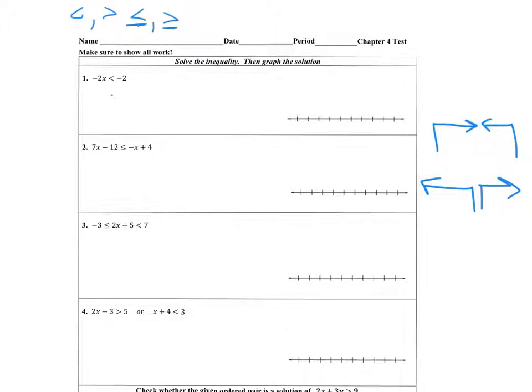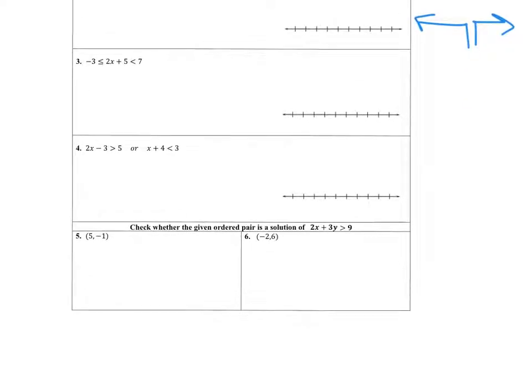Okay. And number 4 is an or problem. So you're just going to solve each one of these, and then make sure you graph. Number 5 and 6, it says check whether these ordered pairs are a solution to this problem here. So you're just plugging in for x and y, and you want to see, is the number that you get on the left side bigger than 9? If it is, then it's a solution. If it's smaller than 9 or equal to 9, because there's no equal to underneath here, then it would not be a solution.